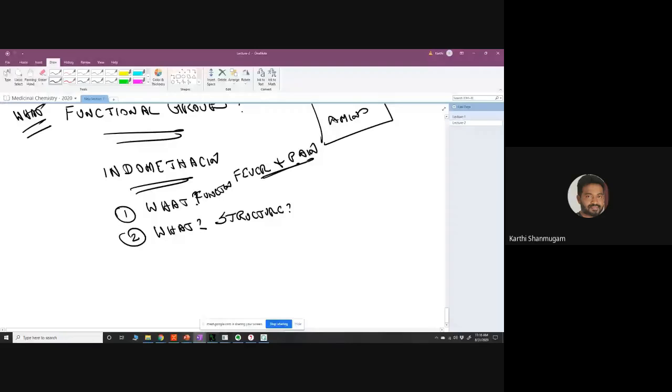Anti-inflammatory. Okay, it's a kind of anti-inflammatory drug molecule, right? So now coming to the structure of the molecule.